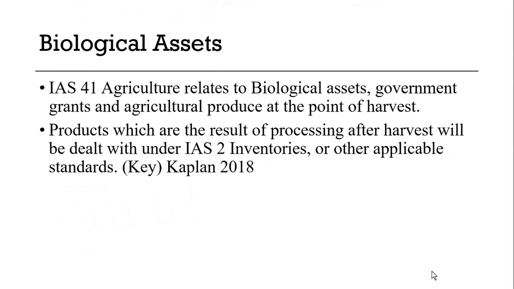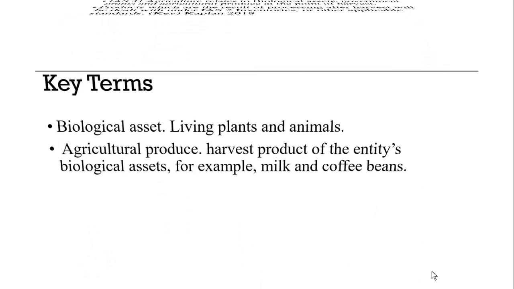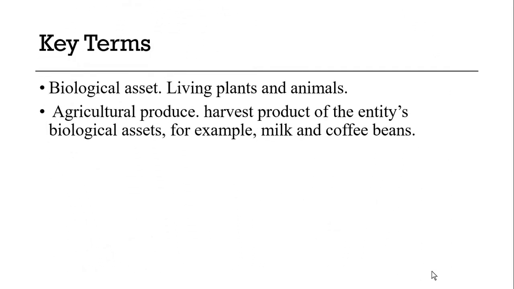Okay, all right, so let us make headway and try to see if we can also discuss biological assets. Now, IAS 41 relates to biological assets, government grants, and agricultural produce at the point of harvest. Products which are the result of processing after harvest will be dealt with under IAS 2. So let's begin with the key terms, and I think it is very important for us to appreciate the key terms under this particular standard.